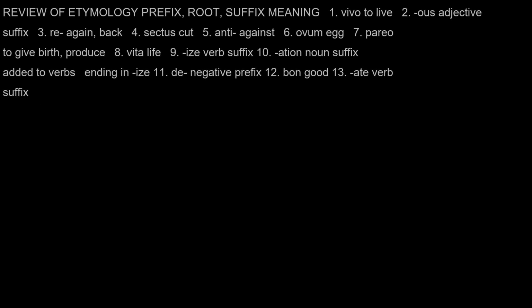Review of etymology. Prefix, root, suffix, meaning: 1. Vivo, to live. 2. Us, adjective suffix. 3. Re, again, back. 4. Sectus, cut. 5. Anti, against. 6. Ovum, egg. 7. Perio, to give birth, produce. 8. Vita, life. 9. Is, verb suffix. 10. Ation, noun suffix added to verbs ending in is. 11. De, negative prefix. 12. Bon, good. 13. Ate, verb suffix.